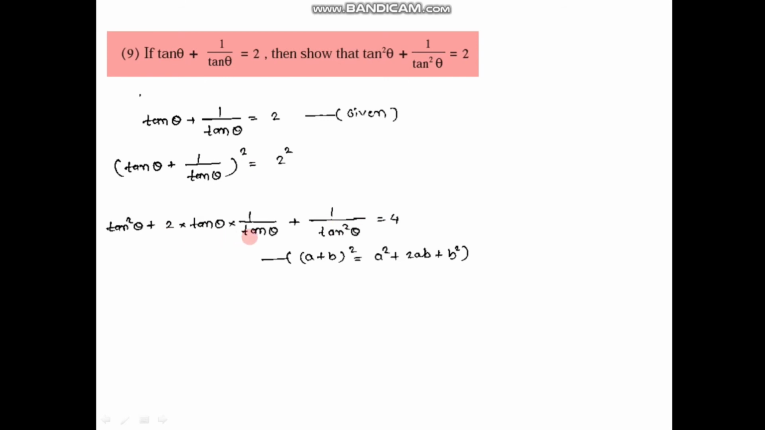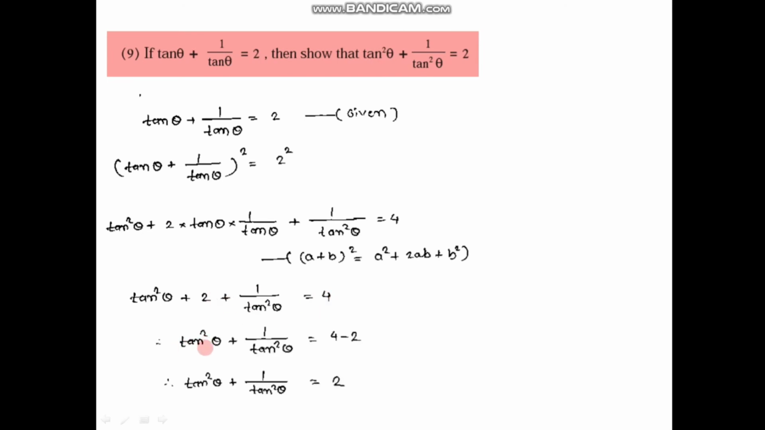Now in the second term, tan theta in the numerator and denominator will get cancelled to give the equation tan square theta plus 2 plus 1 by tan square theta is equal to 4. Now if we transfer 2 to the right hand side, we get tan square theta plus 1 by tan square theta is equal to 4 minus 2, because plus 2 going to the right hand side will become minus 2. So tan square theta plus 1 by tan square theta is equal to 4 minus 2, that's 2. So that is what we wanted to prove: tan square theta plus 1 by tan square theta is equal to 2.